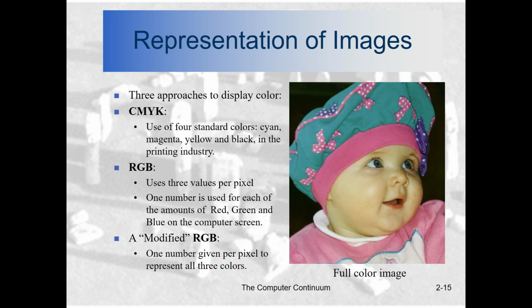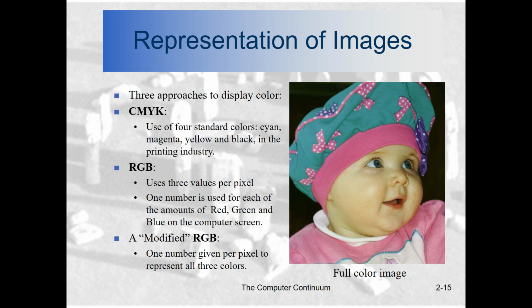Okay, here we have a colorful image. Three approaches are used to display colors. First is CMYK. It uses 4 standard colors: cyan, magenta, yellow, and black. And then we have RGB. In modern computers or modern systems, RGB or BGR is used extensively. We don't hear anymore about CMYK.